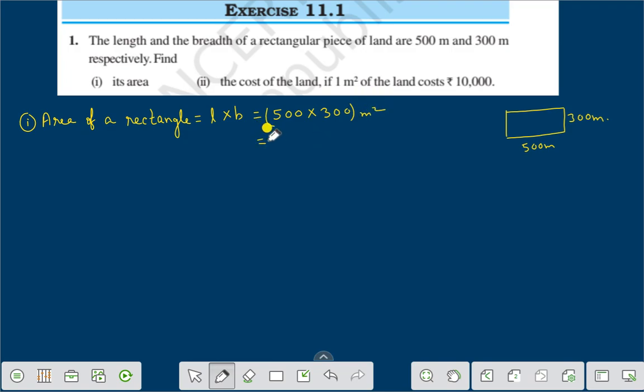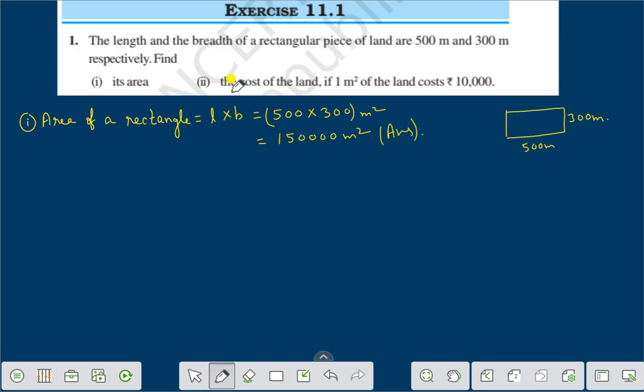So we are getting 3 fives are 15. How many zeros? 4. 1, 2, 3, 4 meter square. Therefore we find that the area of the rectangle is 150000 meter square. This is the answer of question number 1.